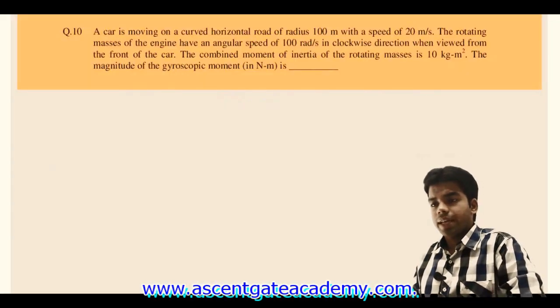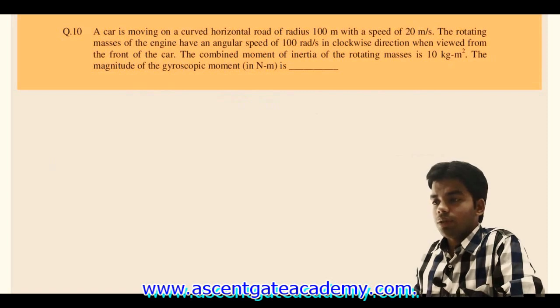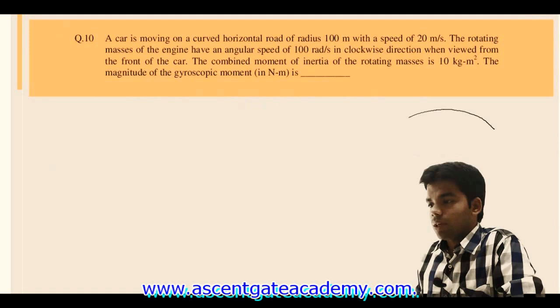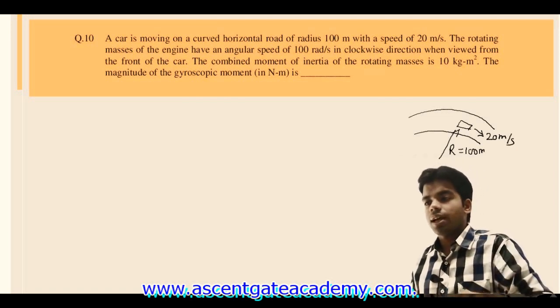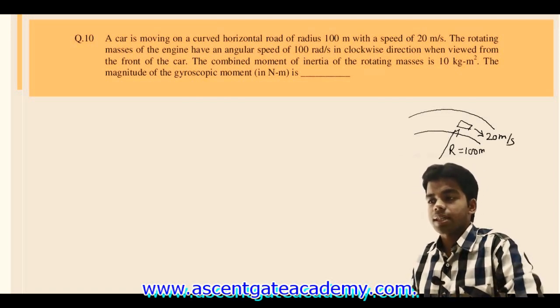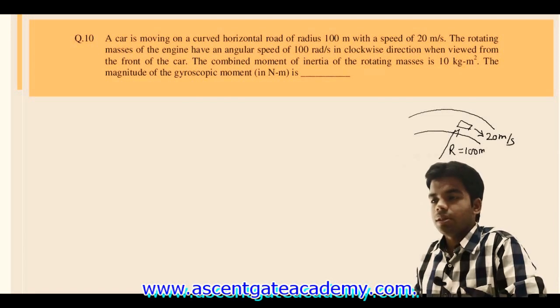First was question number 10. A car is moving on a curved horizontal road of radius 100 meter. Okay, so we have a curved horizontal road and a car is moving on this curved horizontal road, and the radius of this road is 100 meter. The speed of the car is 20 meter per second. The rotating mass of the engine has the angular speed of 100 radian per second in clockwise direction when viewed from the front of the car.